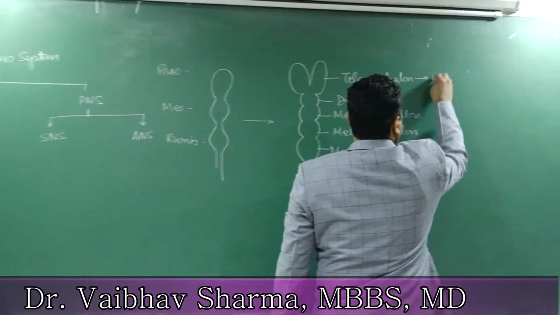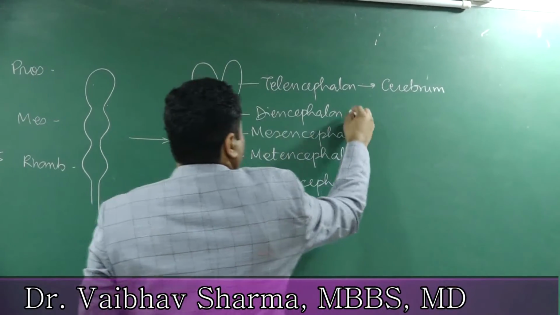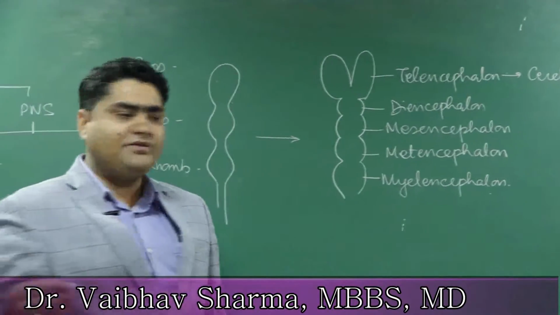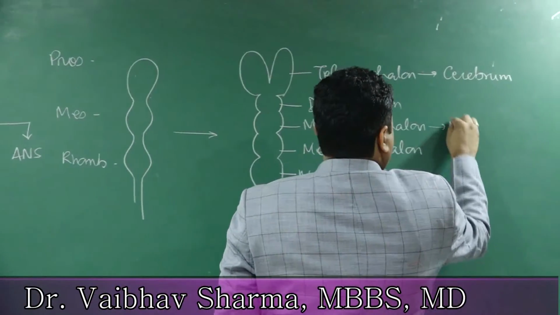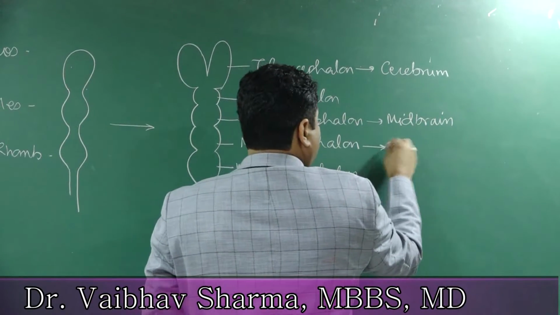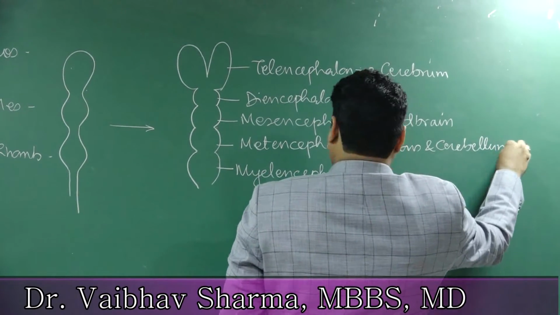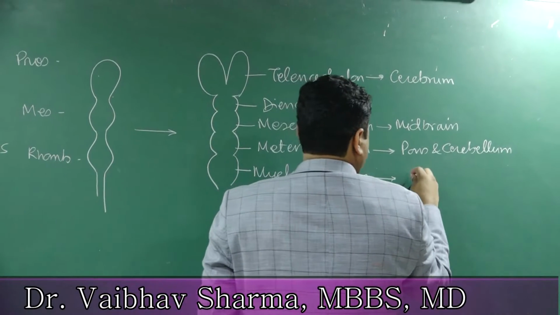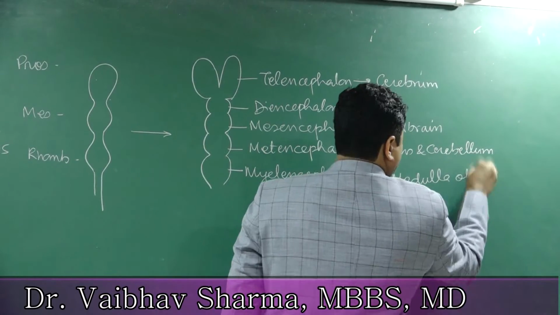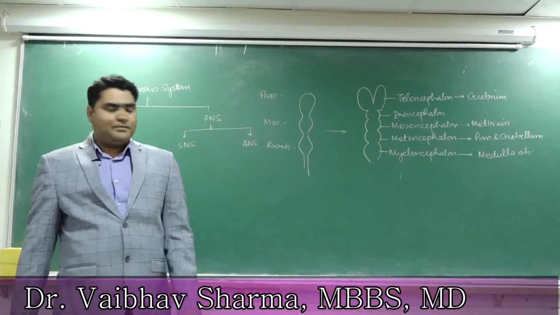So, telencephalon develops into cerebrum, diencephalon develops into further parts, those are called as epithalamus, thalamus, hypothalamus. Mesencephalon develops into midbrain, metencephalon develops into pons and cerebellum, myelencephalon, this develops into the medulla oblongata and spinal cord. So, this is how the brain starts its development.